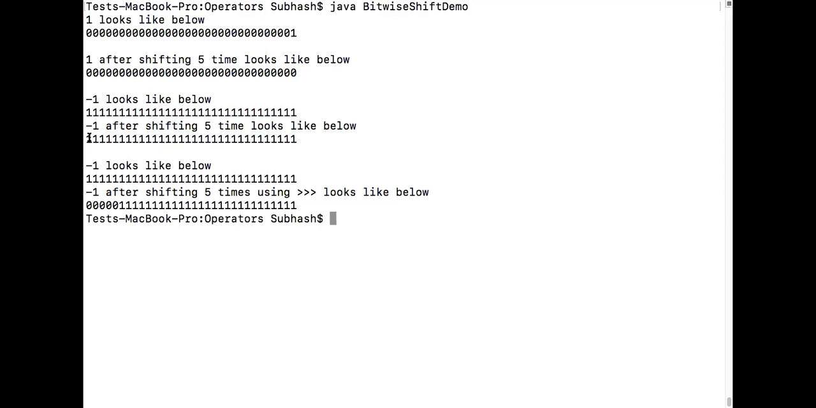The sign bit is getting appended. Did you see that? Sign bit is getting appended over here. Did you notice it? Now again, I took -1 once again. -1 looks like this. Now, -1 after shifting 5 times using this operator, that is right shift with 0 operator. See what is getting appended? 0 is getting appended 5 times. Did you notice it over here?